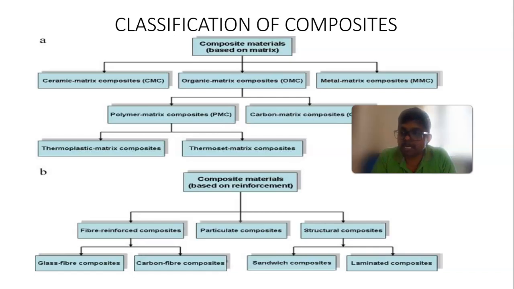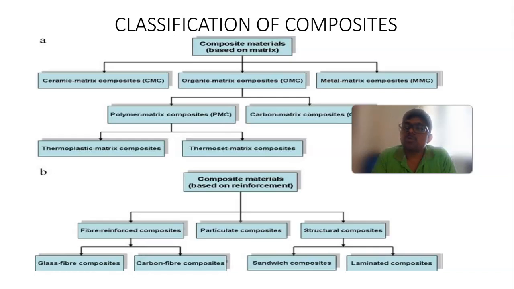Another good example of particulate composites is cement. We use cement and sand to build houses. The bonding of cement and sand acts as the matrix, but cement is a microparticle, hence it comes under the category of particulate composites. Suppose we coat some material or give some additional coating, that also comes under particulate composites.